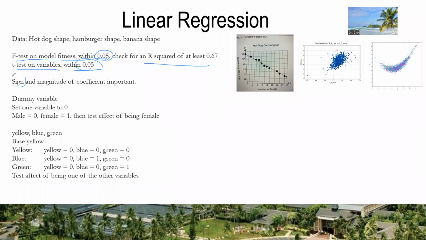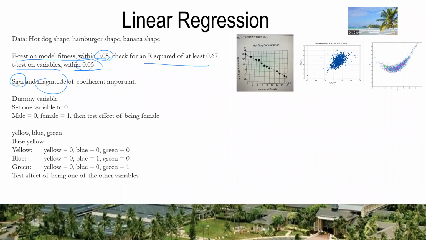The sign of the coefficients is really important, and the magnitude of the coefficient. They're really powerful, and you can use that to help interpret things. One more thing I'll add: if you have a bunch of data with numbers, that's easy to interpret. What happens if you have categorical data?